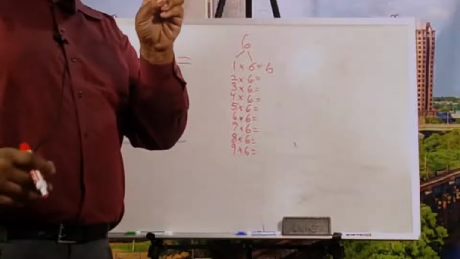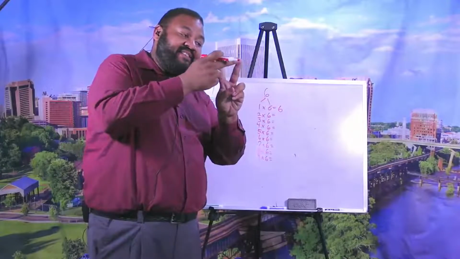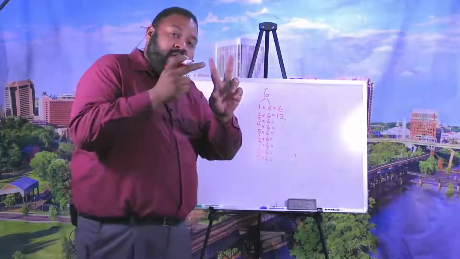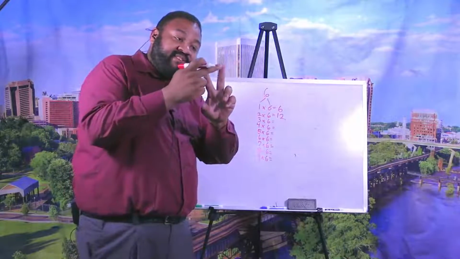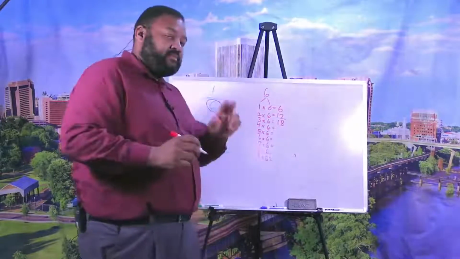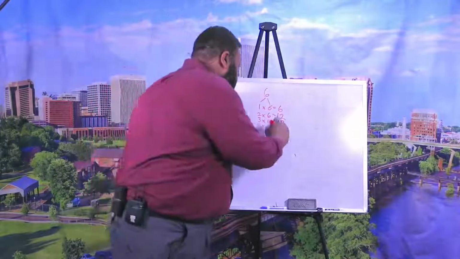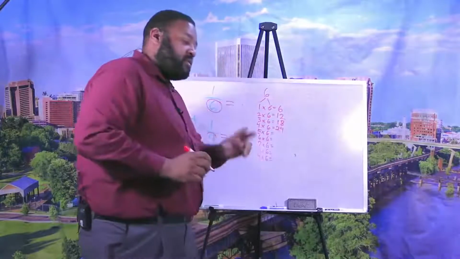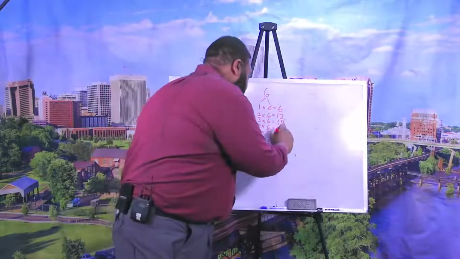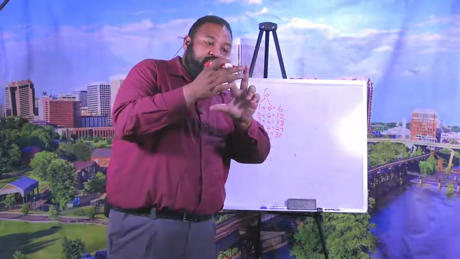And so what I do, I already got 6. 1 times 6 is 6. What comes after 6? 7, 8, 9, 10, 11, 12. 13, 14, 15, 16, 17, 18. 19, 20, 21, 22, 23, 24. 25, 26, 27, 28, 29, 30. 31, 32, 33, 34, 35, 36.